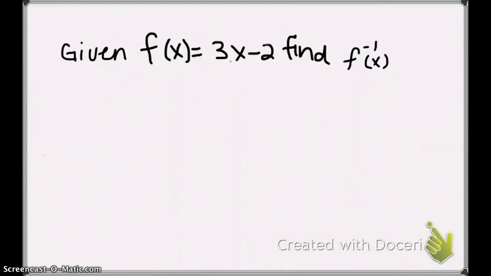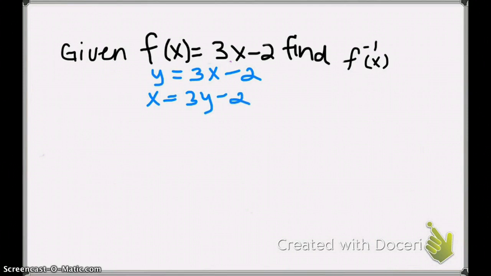Now this is an equation type of problem. So given f of x equals 3x minus 2, find the inverse. First you're going to replace f of x with y, and then you just keep the rest of the equation the same. And then in your second step you're going to replace your x's with your y's and your y's with your x's. Now in this example I only have one of each, so it's pretty simple. x equals 3y minus 2.